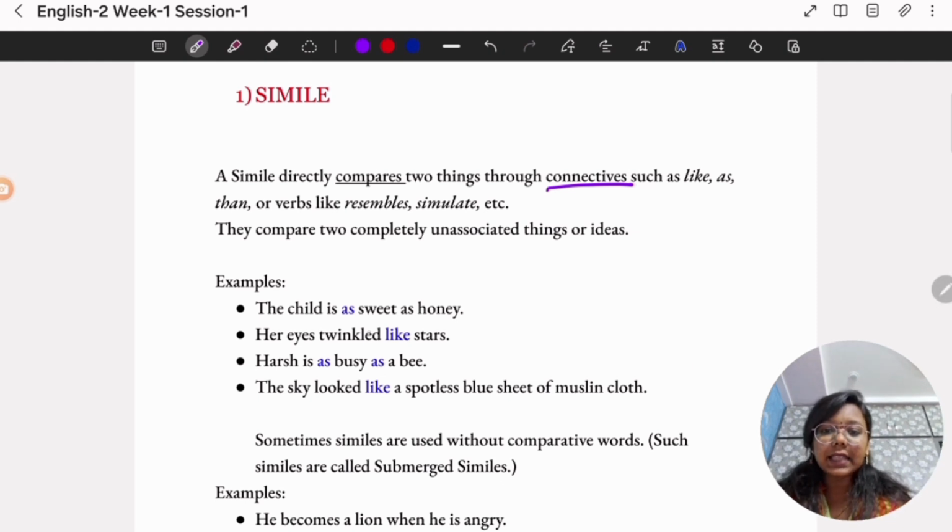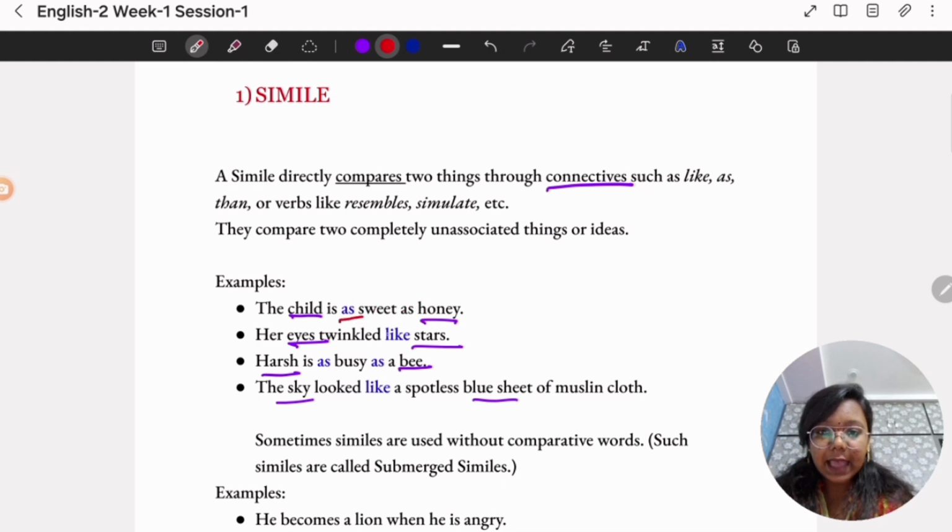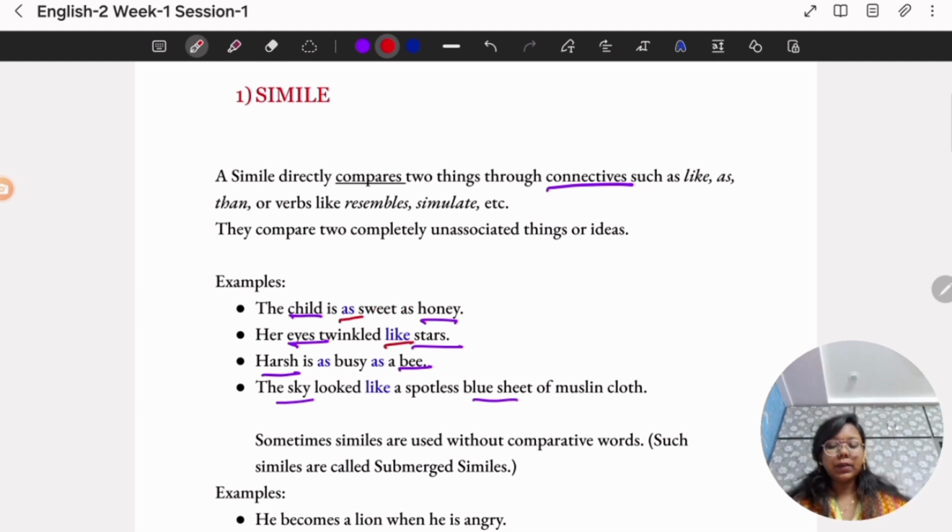The child is as sweet as honey. So, child and honey, they are two completely unrelated things. Her eyes twinkle like stars. Eyes, human eyes, and stars. Harsh is as busy as a bee. The sky looked like a spotless blue sheet of muslin cloth. So here there's a comparison between two completely unrelated things, and they have used connectives such as like. So yeah, they're comparing two unrelated things.